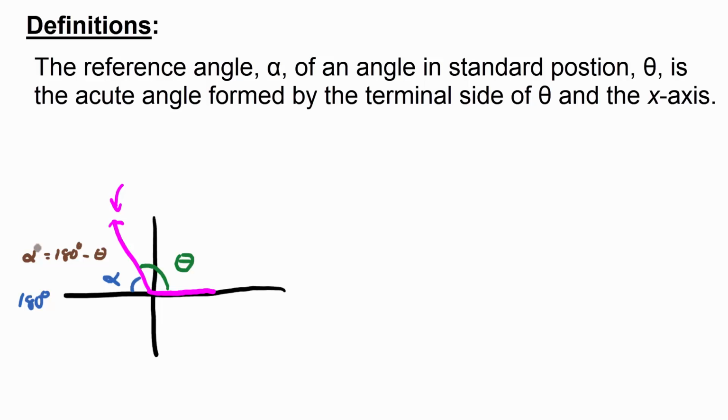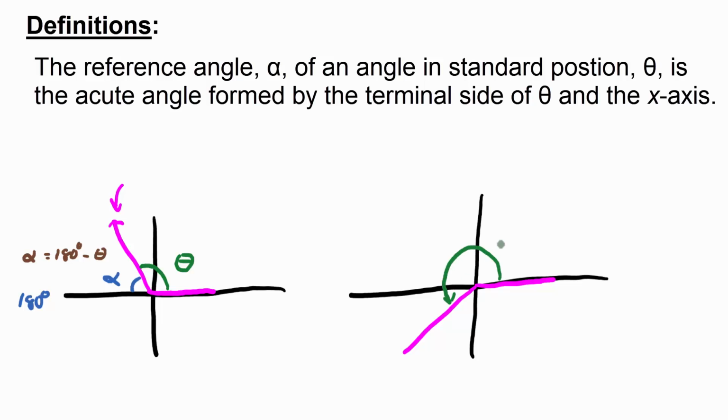Okay, but it changes if theta's in the third quadrant. The formula changes if theta's in the third quadrant, and the way you find alpha changes. So let's go to the picture in the third quadrant. In the third quadrant, theta looks like this. And then remember what alpha is. The terminal side is down here. Alpha is the smallest angle formed by this terminal side and the x-axis. Does everybody see what it is? Alpha's got to be this angle here.